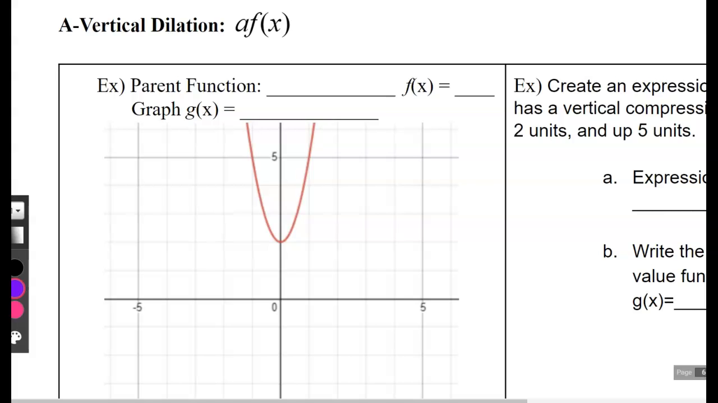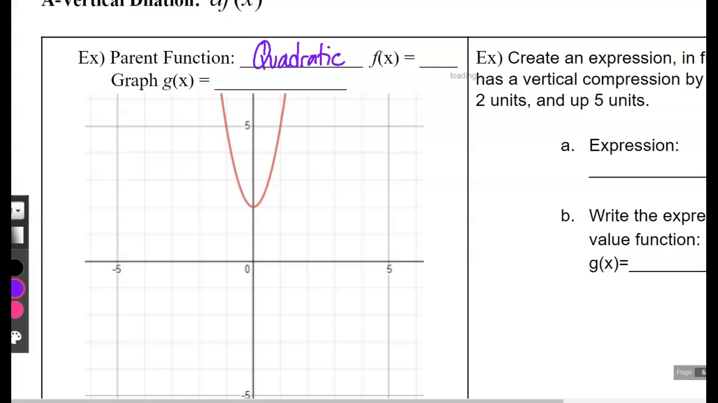First of all, in this example, our first graph, what is this parent function? It has that U shape, right? That parabola. And what's the equation for my parent function of a quadratic? X squared. Good.